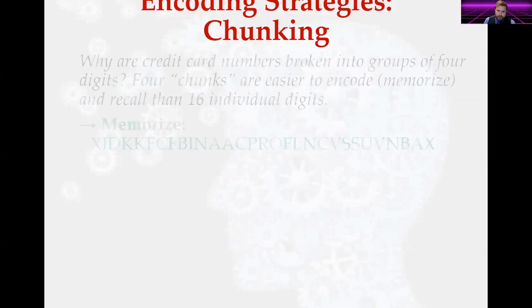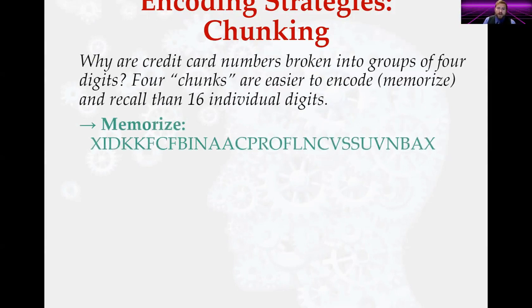Okay, so how can we better improve encoding? Well, we can use a process called chunking. Chunking is breaking down information into small chunks or bits of information. So let's try to memorize this long string of letters. I'll give you some time to memorize it now.